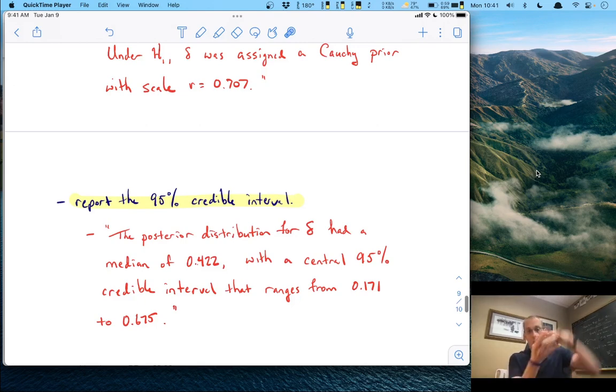So all of that is a nice substantive write-up for what we found, which was that there was definitely a positive effect. How big was the effect? It was around 0.42 with this range. There's a 95% probability that the range is between here and here. So decent sized impact of this training program. So that's the Bayesian t-test.